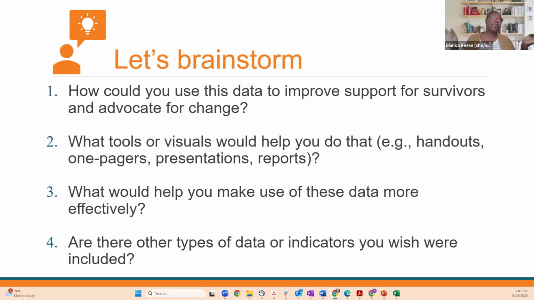Okay, so again, come off mute or in the chat, but I want to hear from you. First, how could you use this data to improve support for survivors and to advocate for change? In what ways would you use this data? Teresa, go ahead.